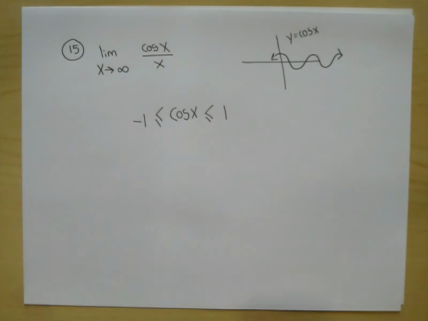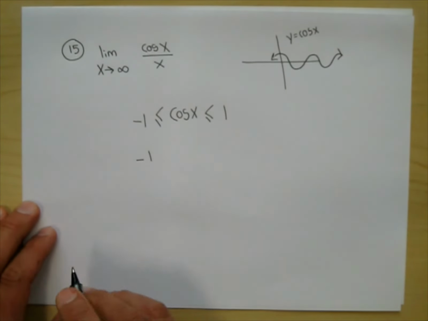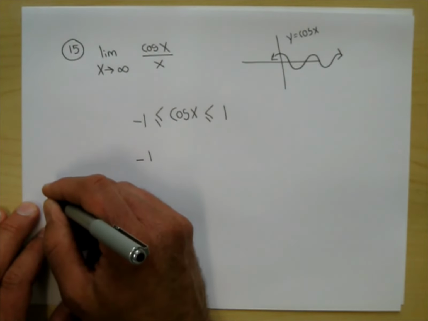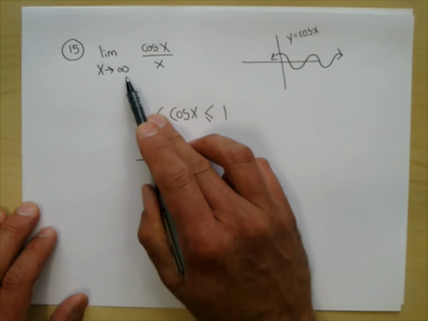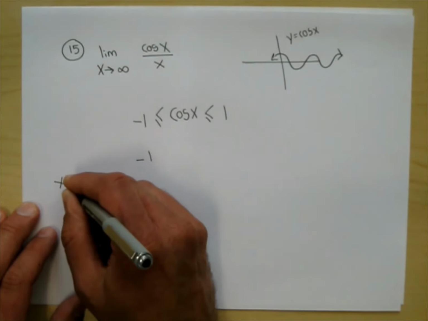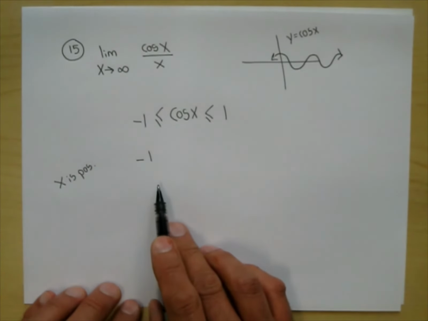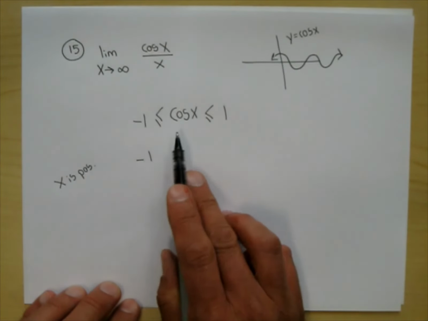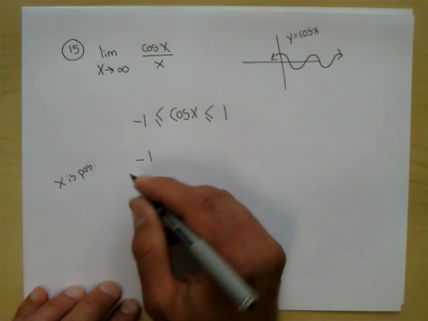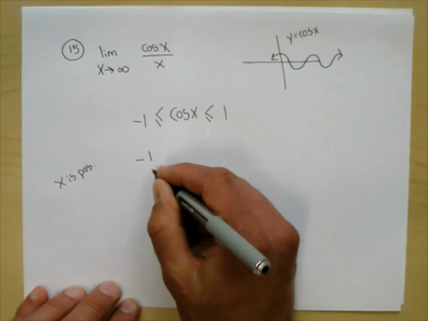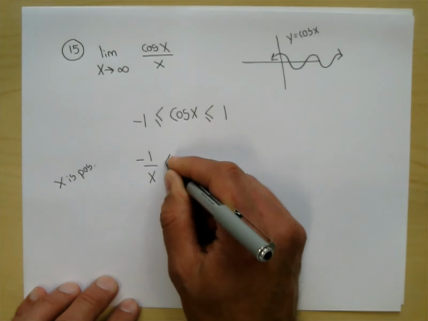So really, when I do that, I'm going to assume, and it's not really a big assumption, because I'm going to infinity, x is positive. Now why is that important? Because if I multiply all three parts by a negative number, those inequalities are going to flip. But I'm concerned with positive x values because that's where I'm going. So I'm going to multiply or divide by a positive number.